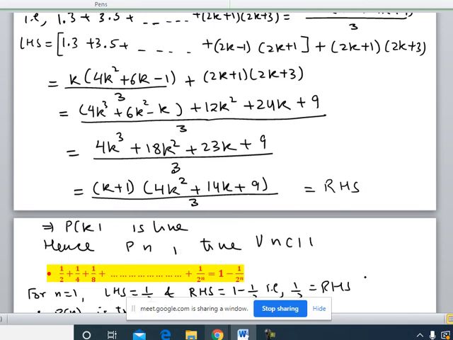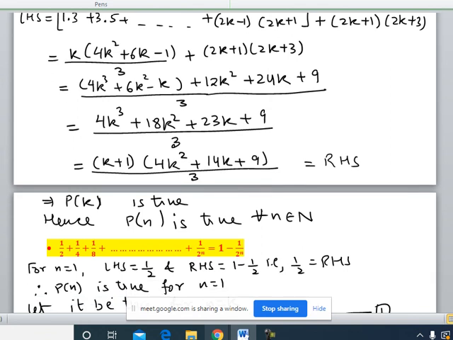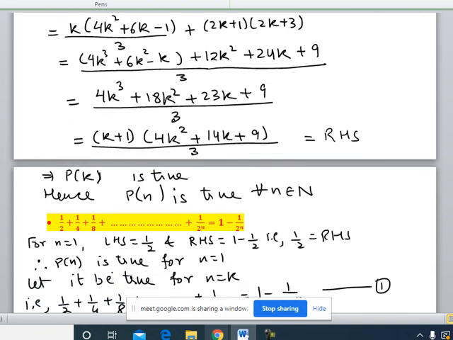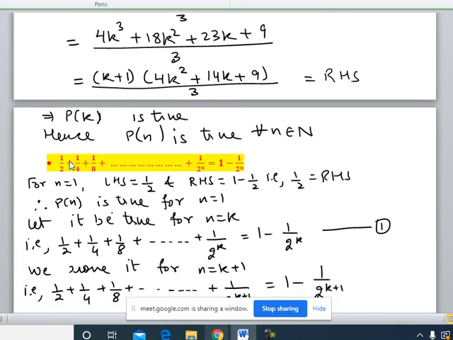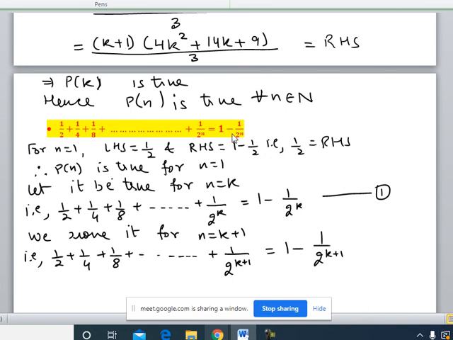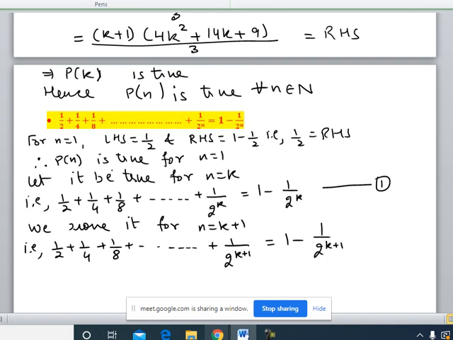Okay. Now, taking a slightly different question. Next one, the fourth one you can see. Look at the terms in the left hand side. They are of the type 1 by 2, 1 by 4, 1 by 8 and so on. And the last term in the series is 1 over 2 to the power n. Okay, and we have to show the sum of all these will be equal to 1 minus 1 over 2 to the power n. So quickly checking it for n equal to 1.